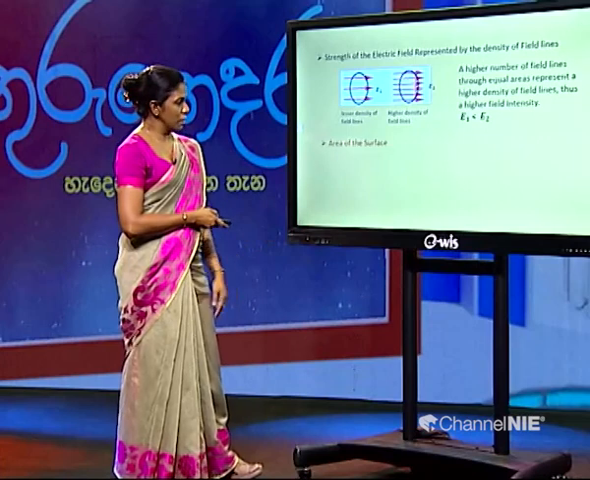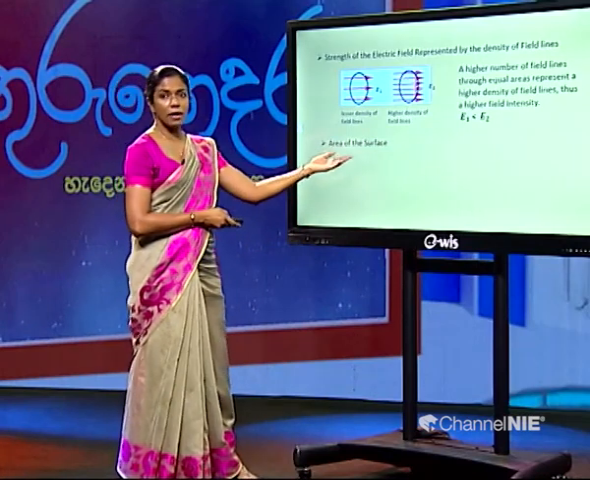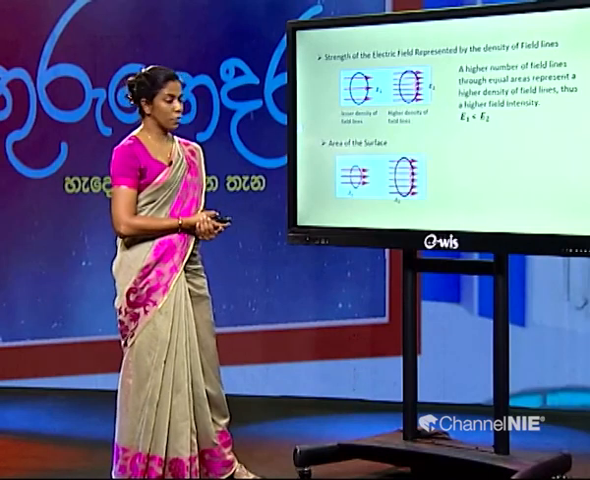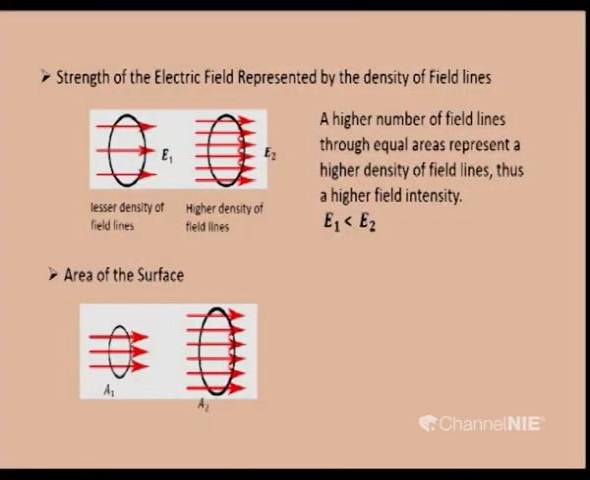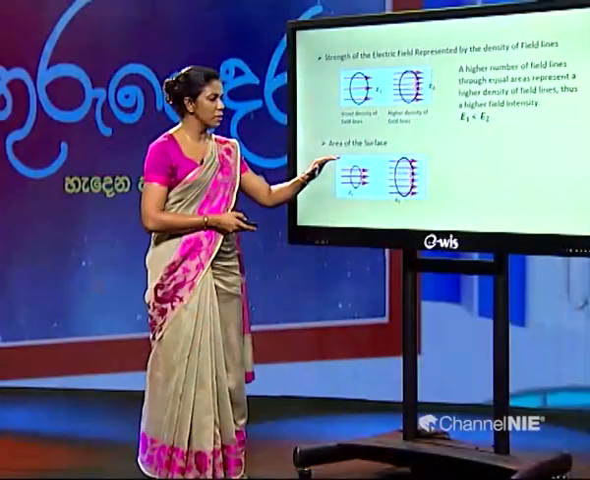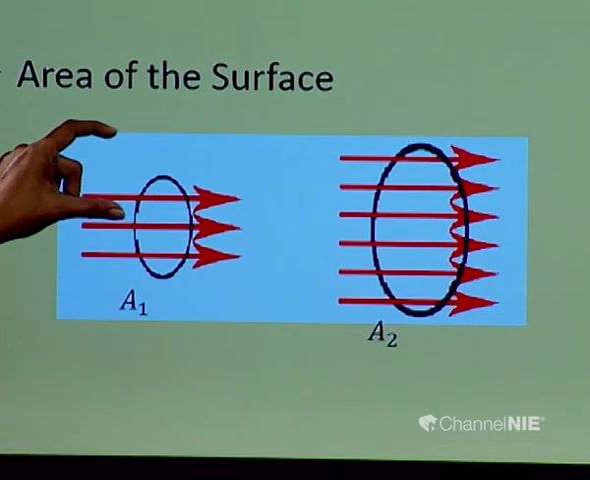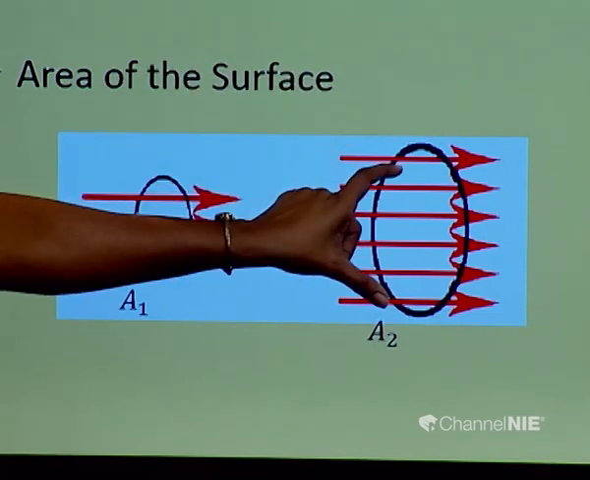The second point is that it depends on the area of the surface that we choose. For example, with the same line density, the line spacing is the same, which means the strength of the electric field, the field intensity, is equal. But I have chosen a smaller area or a bigger area.